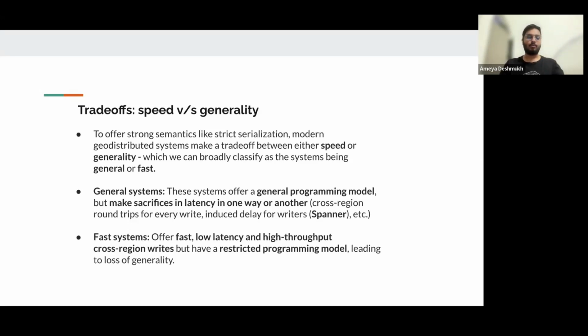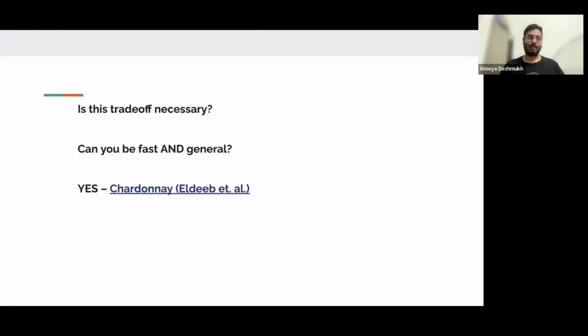The other end of the spectrum is where you make a trade-off with generality. You can have fast, low latency, and high throughput cross-region writes, but to achieve that, you need some specific properties, for example deterministic execution, which leads downstream to a restricted programming model. So you can't have the expressivity that you have with something like Spanner or something more generally supported, and hence programmers have to make trade-offs and learn the intricacies and specifics that these systems require, which again leads to loss of generality.